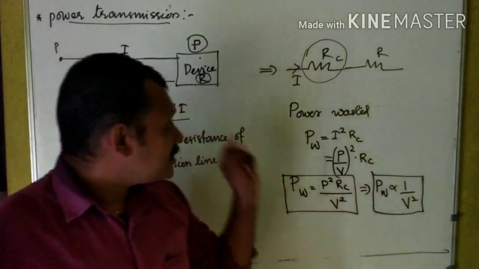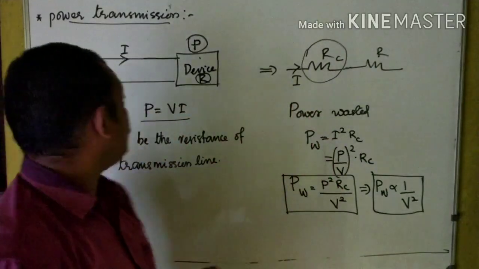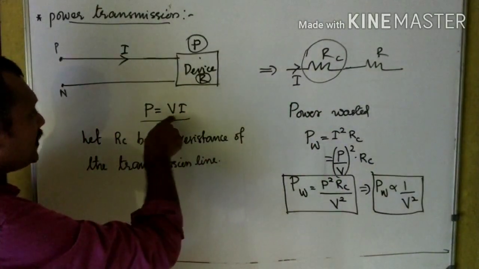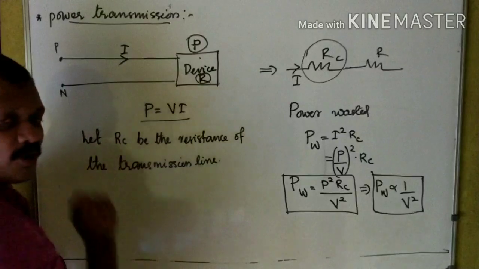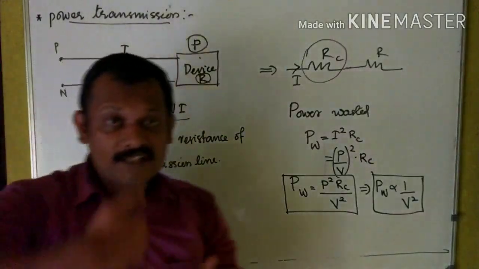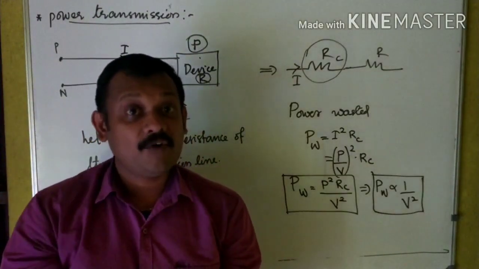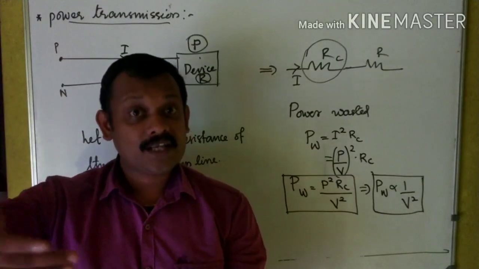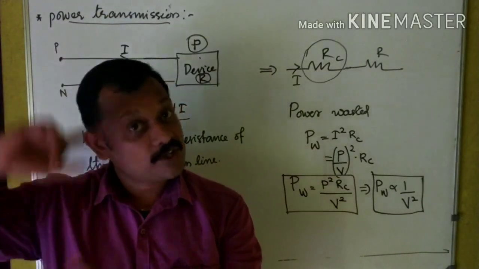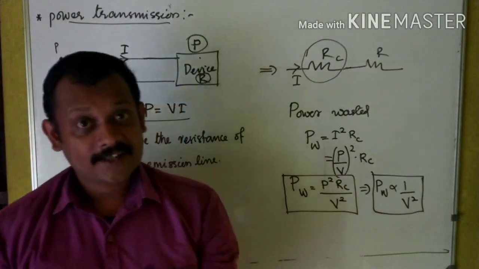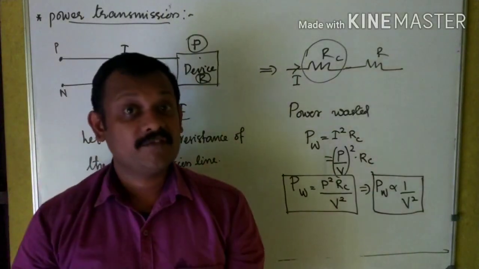Which means when signal is transmitted at 66 kilovolt, current will be small. When the voltage is reduced to 11 kilovolt, again current will be increasing. When it is reduced to 230 volt, current will be greater, which will be sufficient to manage the devices in our home.